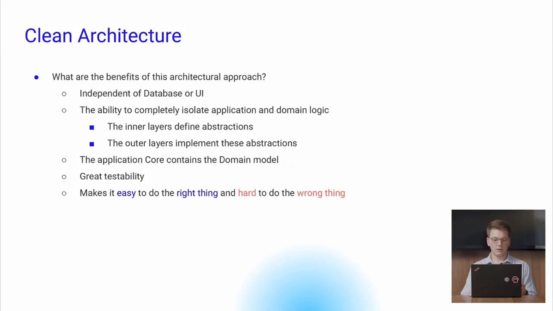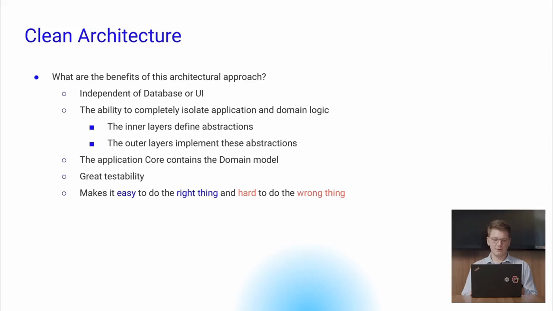Let's first talk about what is the clean architecture, what are its benefits, and why should we even use it. So the clean architecture, one of the main benefits is that it is independent of the database or the user interface. The clean architecture gives us the ability to completely isolate the application and the domain logic. The inner layers define all of the necessary abstractions that we need for our application, and the outer layers implement these abstractions. Another benefit is that the application core contains the domain model.